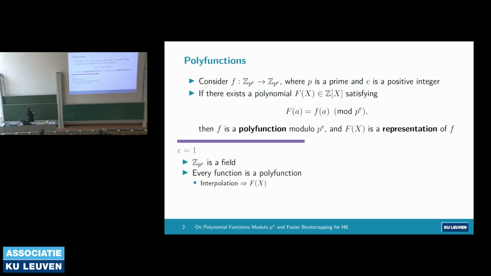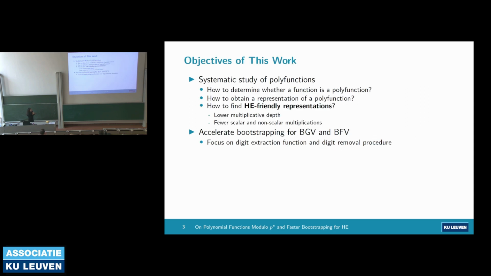When e equals 1, every function over a field is a polyfunction, and we can find the representation via the interpolation method. But in general, this does not hold. So in our study, we systematically study polyfunctions by answering the following questions. First, how to determine whether a function is a polyfunction. And for a polyfunction, how to find a representation of it.